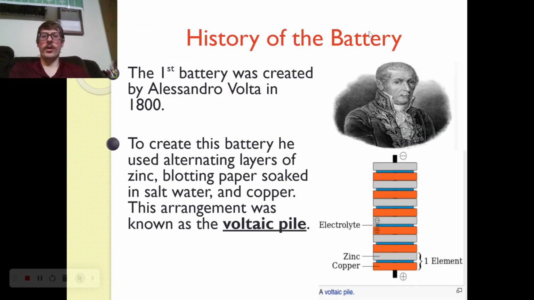Now, I want to talk about the history of the battery. So around the year 1800, that's when Alessandro Volta, oh, look at that, probably rings a bell, created this first battery. So it was zinc copper. One cell, sometimes called an element, is one copper, one zinc, and then that membrane in between with the electrolytes. And he just had zinc, blotted some paper with salt water, copper, and then as he added more and more and more, he got more and more voltage, which allowed him to create the first battery.